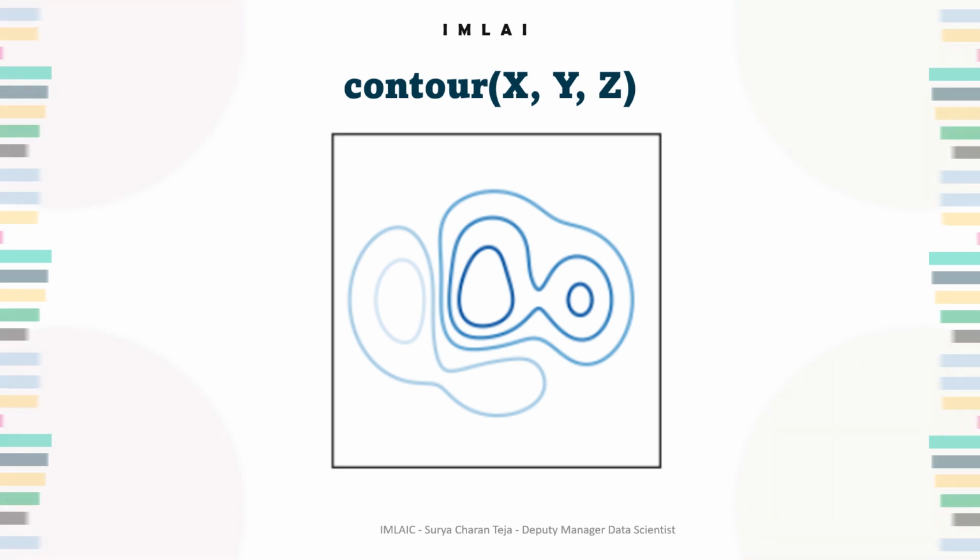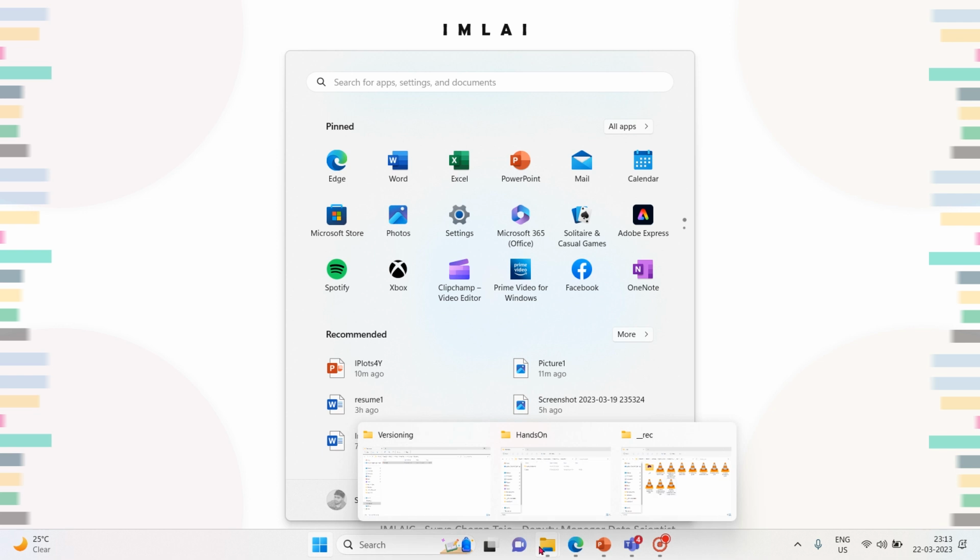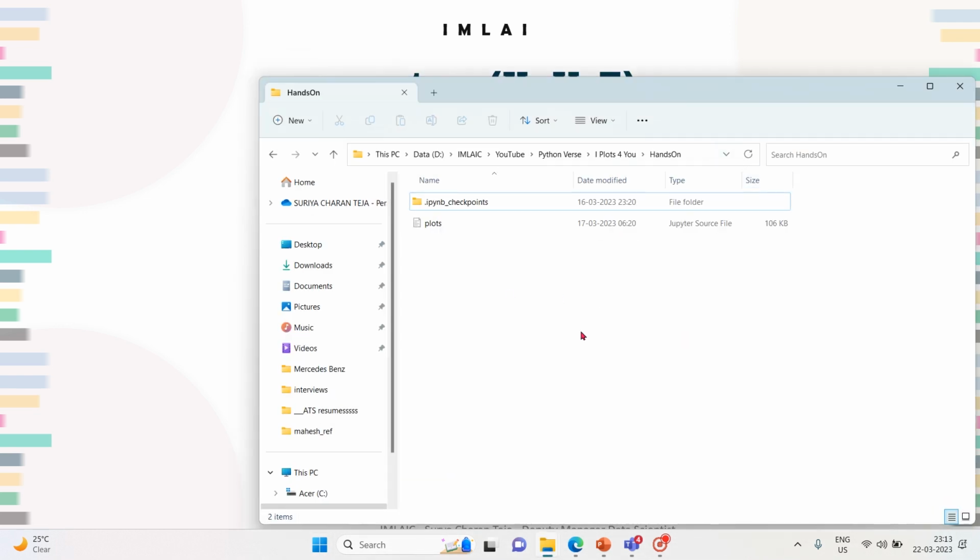So an additional variable may be required to specify the Z value for drawing the iso lines. Some software packages require explicit values. Other software packages will determine them automatically. Okay, so now we will take one simple example and draw a contour of x, y, z. So let's get into our folder first. Hands on.